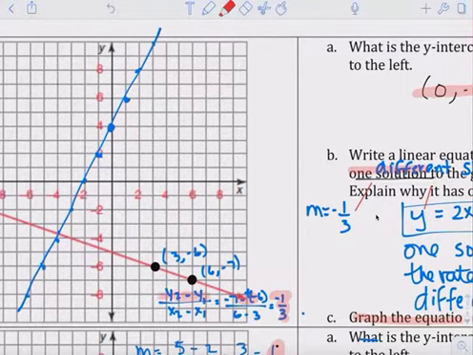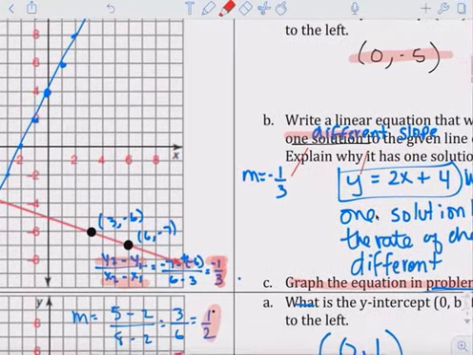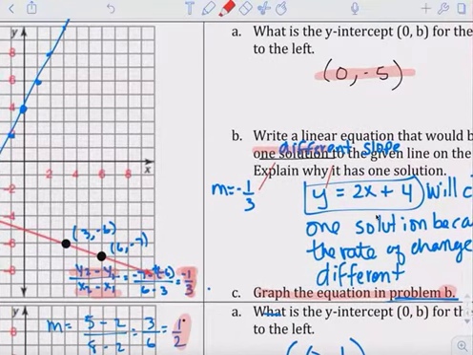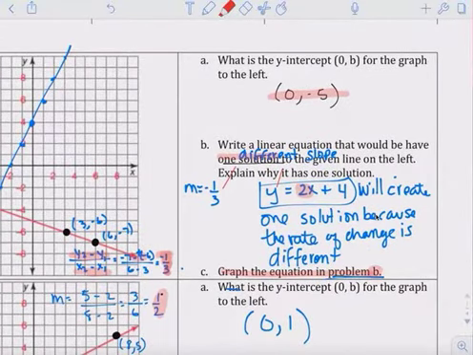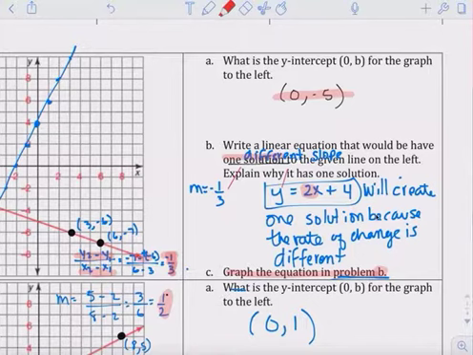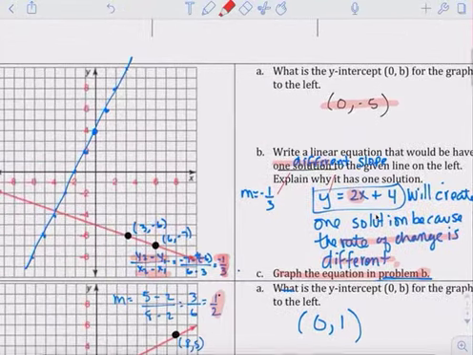You do y2 minus y1, and you pick any two points, and you'll see that your rate of change is -1/3. So we know that this rate of change can be anything but -1/3 to make it one solution. And then you'll see that the rate of change is different in order to be one solution. And you graph it here, the line in blue, and your line will be different because your equation of a line here, linear equation, will be different than mine.